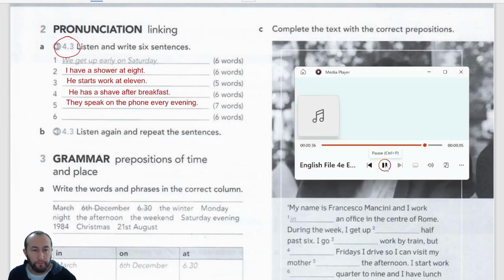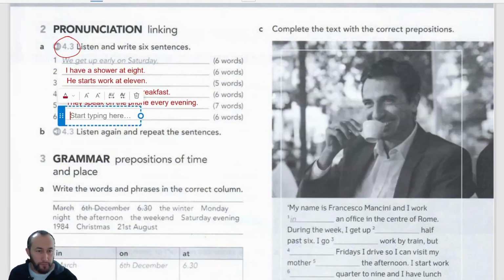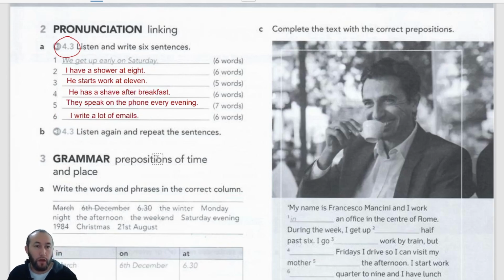6. I write a lot of emails. One more time. I write a lot of emails. So 6 words. Let's do that. I write a lot of emails. So we've got 6 words here, and we're good.